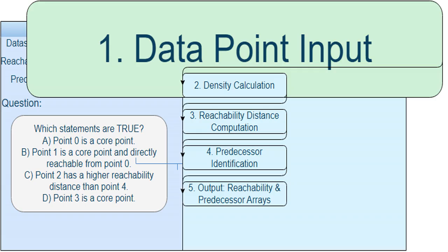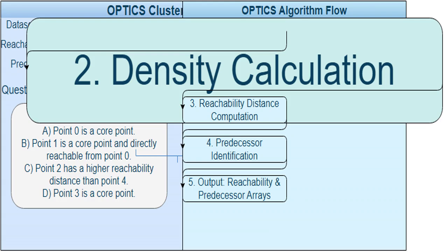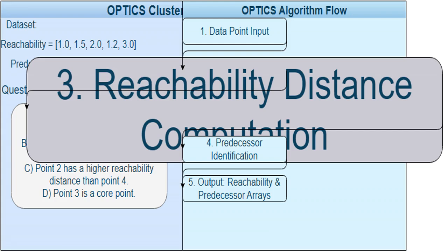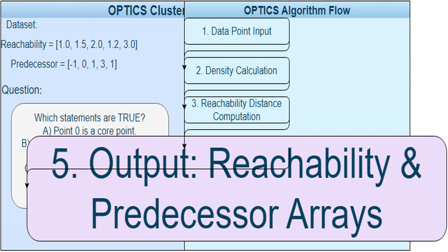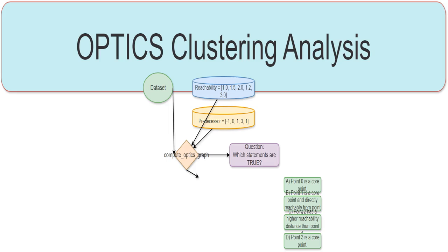First step in OPTICS is to provide input data points. Second, the OPTICS algorithm calculates the density around each data point. Next, the algorithm computes the reachability distance for every point, considering its density and distance to already processed points. Then, the algorithm determines the predecessor of each data point, which represents the point from which it was reached during the processing. Finally, the OPTICS algorithm generates the reachability and predecessor arrays as the output. These arrays contain essential information for understanding the clustering structure obtained from OPTICS. I'm analyzing data using the OPTICS clustering algorithm.